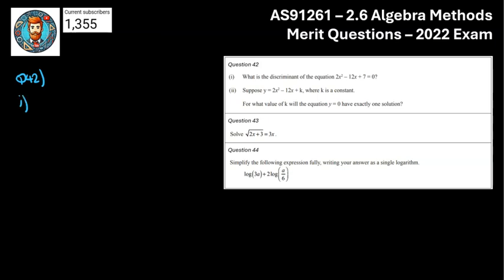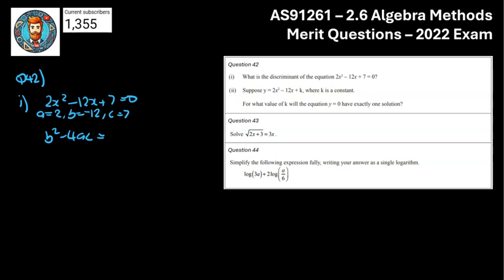So let's do I. For that question, we've got 2x squared minus 12x plus 7 equals 0. So reminder, your discriminant is b squared minus 4ac. So from my quadratic equation, I know that a was equal to 2, b was equal to negative 12, and c was equal to 7. So I'm going to substitute in my a, b, c and mathematically calculate the number that represents the discriminant.